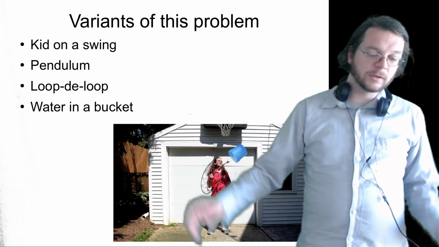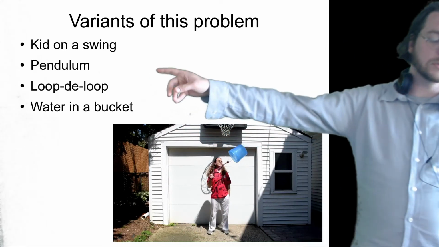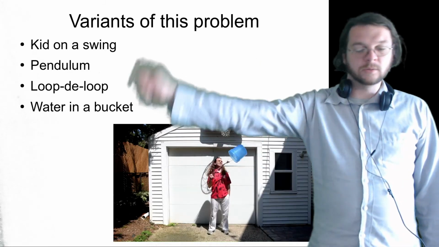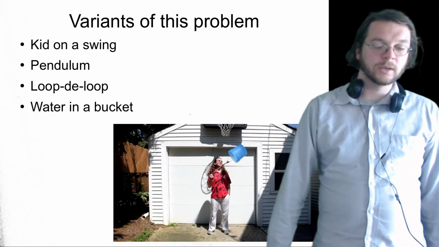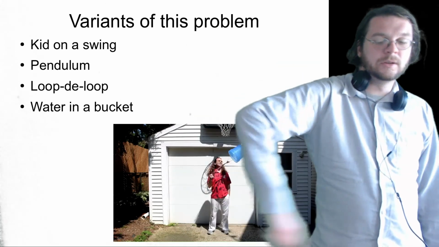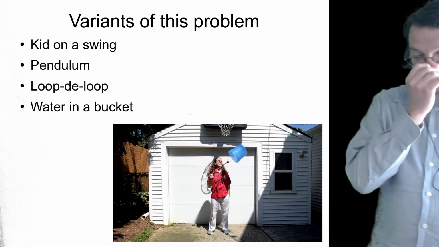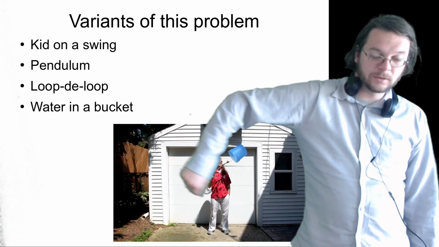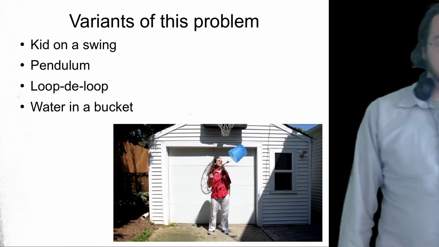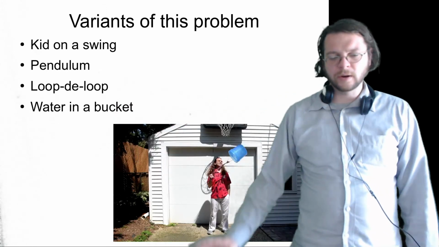But there are variants of the problem that you might not have thought of. Some of these variants do not necessarily involve going all the way through the full motion. So a kid on a swing is going back and forth like this. Typically the kid is not going all the way around. A pendulum, like in a grandfather clock, goes back and forth. We'll talk more about that much later in the course. We're going to talk about loop-de-loops later, water in a bucket. So there's variants of this problem.